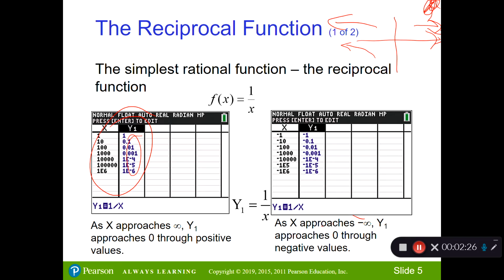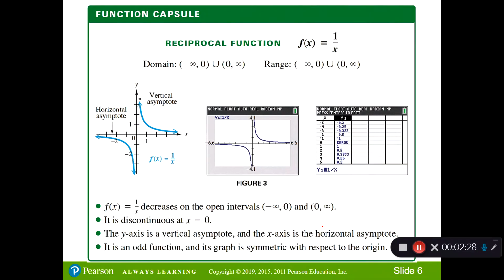Now by the way, I can't plug in 0 because 1 divided by 0 is undefined. So my domain is all numbers except 0. My range is all numbers except 0. As we approach positive infinity, it gets close to 0. As we approach negative infinity, it gets close to 0. As I approach 0 from the right, it's getting to really big positive values. As I approach 0 from the left, really big negative values.